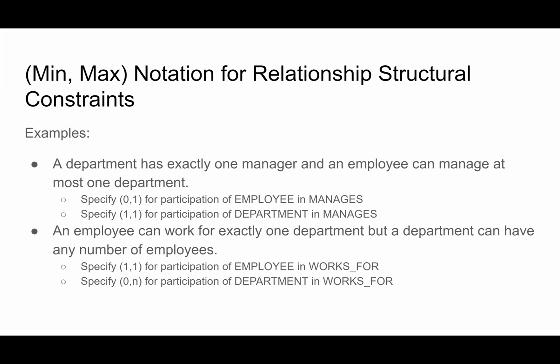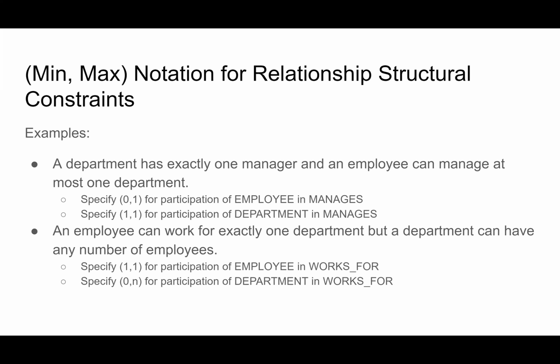We can also use min-max notation for relationship constraint notation. So a department has exactly one manager and an employee can manage at most one department. So we can specify 0 to 1 for participation of the employee in manages. Maybe the employee actually participates, or maybe the employee doesn't participate at all. And then we can specify 1 to 1 for the participation of department in manages. If the department's being managed, it's being managed by an employee.